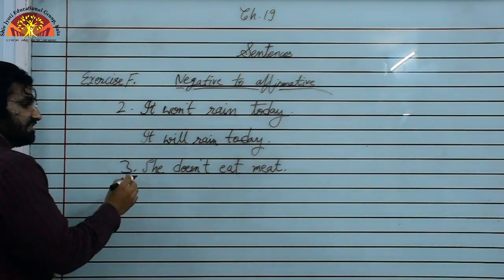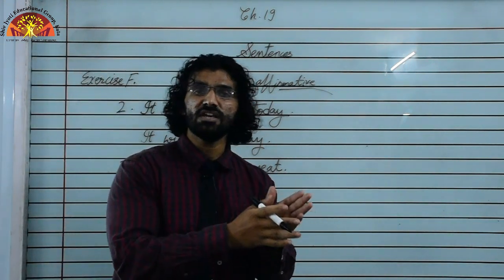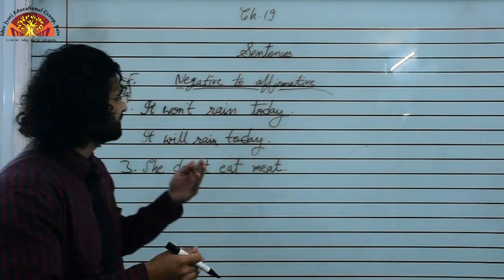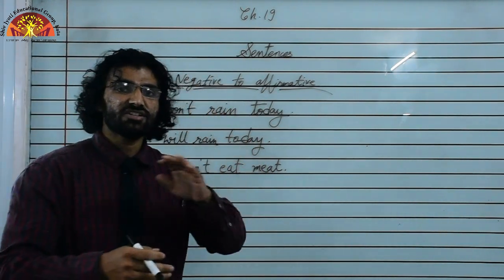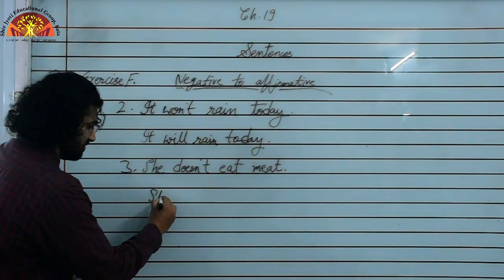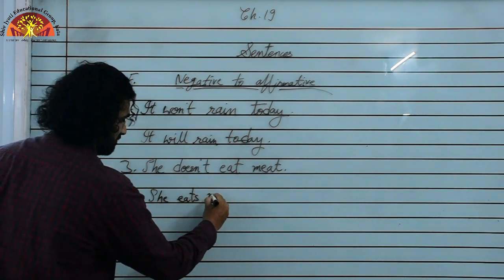Similarly, third one: she doesn't eat meat. She does not eat meat. It's a negative sentence. So we are going to convert this negative sentence into affirmative. She does not eat meat. She does eat meat. She eats meat.